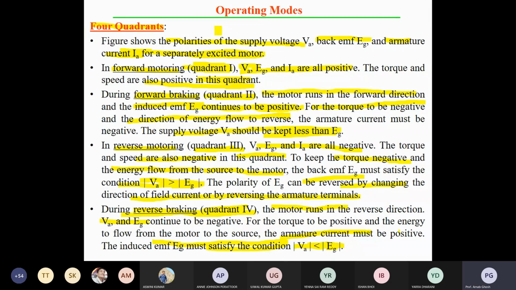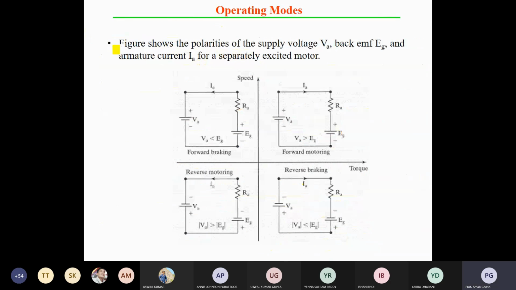Reverse motoring is also a motoring mode. So you know that EG reversal is possible by changing the terminals of VA and EG. Next, in reverse braking, what do you need to do? You are doing the plugging, so mod of VA is less than mod of EG.